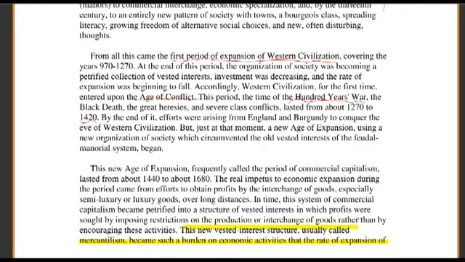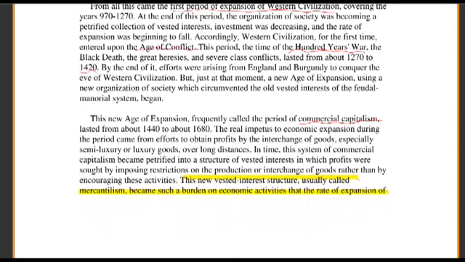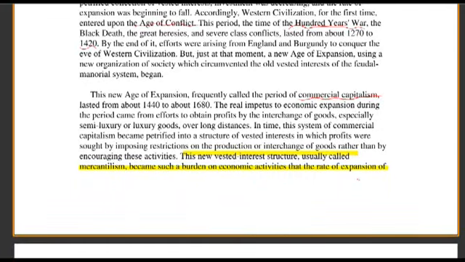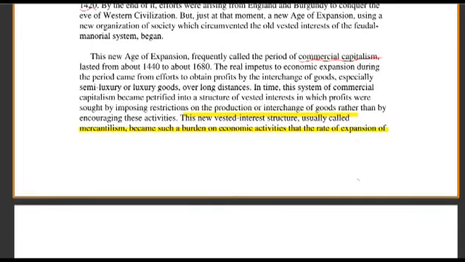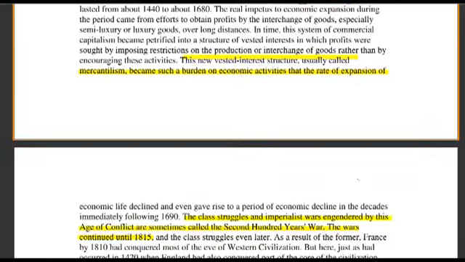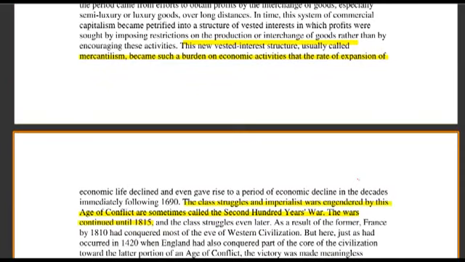A new age of expansion under what? Commercial capitalism. In other words, we went from feudalism to commercial capitalism, which they call mercantilism, and it started a new age of expansion, and that lasted for a couple hundred years. People were happy. Everybody's making money. It's finding new goods, new resources, new lands.